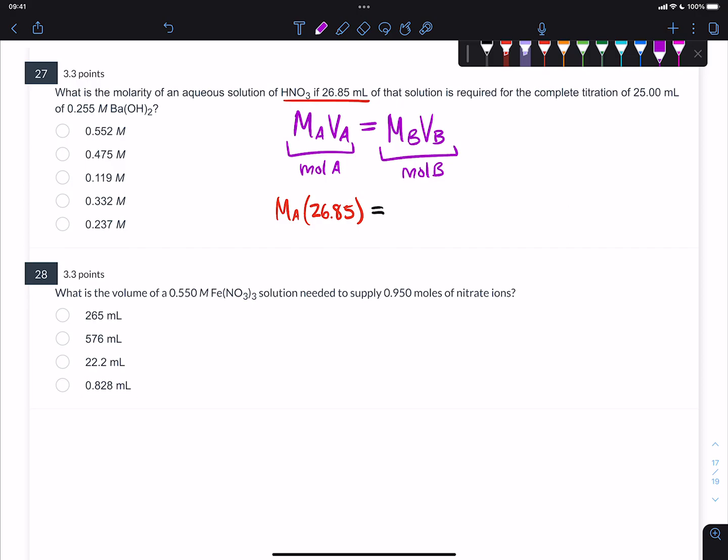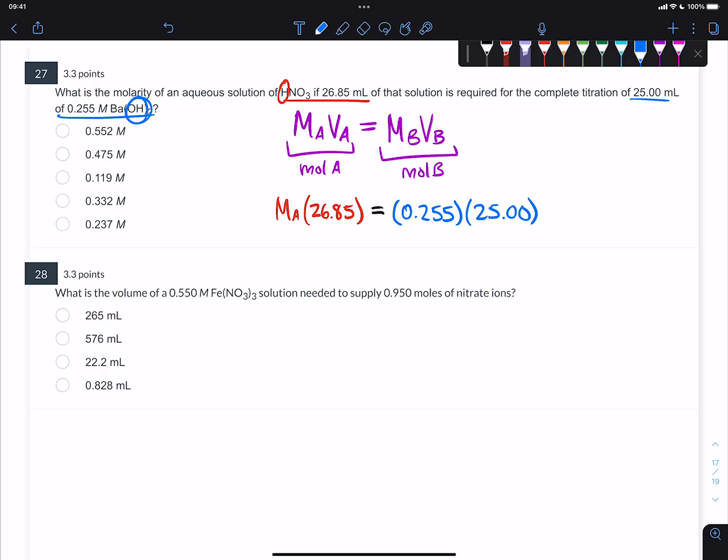We do. I'll do that in blue. So the base, the barium hydroxide. The molarity is going to be 0.255, and then the volume is 25. There's a small problem though. What actually matters is not the nitrate and the barium, it's really the hydrogen ion and the relative number of hydroxide ions. So it might help you to figure out the concentration of the hydroxide ions, which would literally be twice this number.